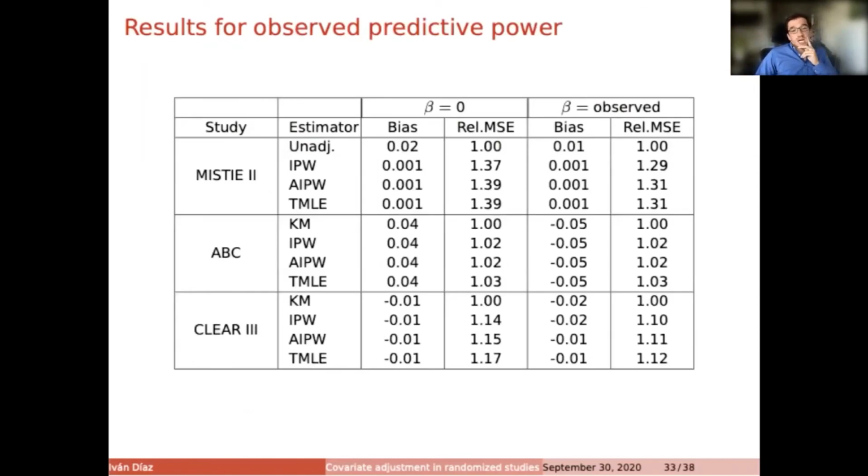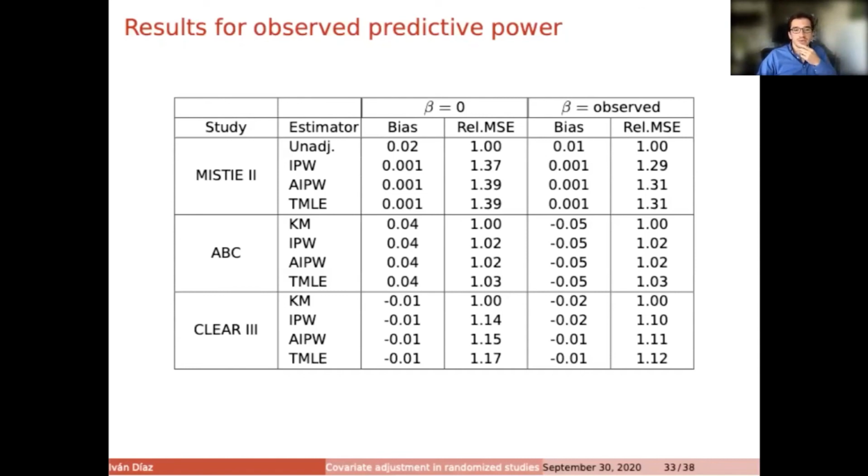So here are the results for the case where we have the predictive power that was actually observed in the data. We have the 3 studies in the rows. I'm comparing 4 estimators: the unadjusted, which is the Kaplan-Meier, the IPW estimator, the augmented IPW estimator, and the proposed TMLE that has efficiency guarantees. I'm showing the results in terms of bias and relative mean square error. So this relative mean square error is the squared error of the unadjusted over the mean square error of all the other estimators.